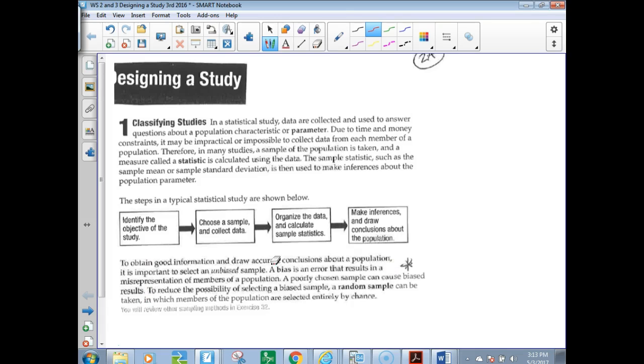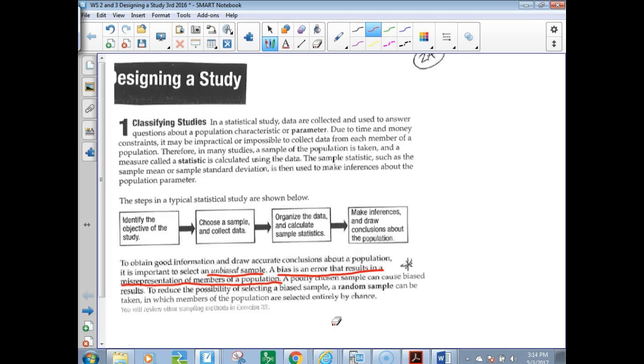The star that's here, this is a pretty good paragraph. To obtain good information and draw accurate conclusions about a population, it's important to select an unbiased sample. A bias is an error that results in a misrepresentation of members of a population.